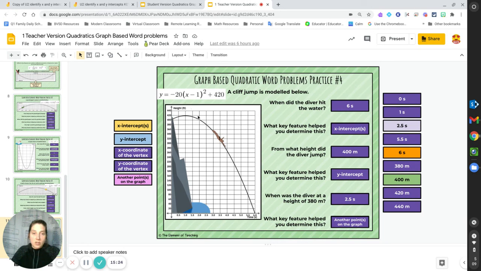And here is the equation for this function. What do you notice? What do you wonder about that equation? Maybe what information is in there?